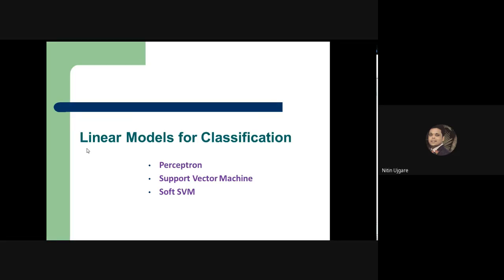Okay. As a part of linear models, the first model that we are going to discuss today is the perceptron classification algorithm, or perceptron machine learning model. There are other linear models, which are support vector machine, SVM, and there are two different instances of support vector machine: soft support vector machine and hard support vector machine. After that, we'll also see the kernel methods for non-linearly separable data, that is, how classification will be achieved for data which is non-linearly separable.